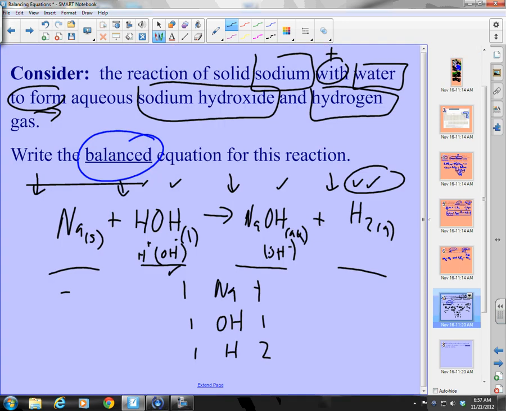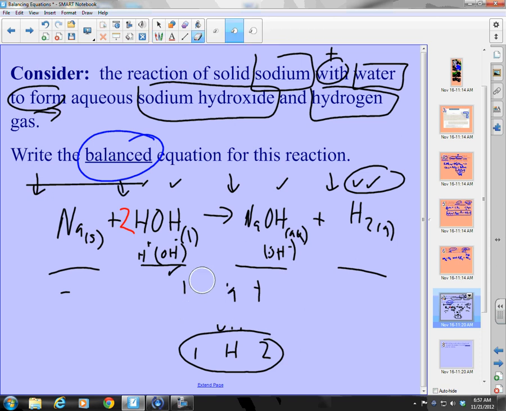Okay, so back here. When I look at this, I say, well, I've got a problem here with my hydrogens. I have 2 hydrogens on the right and only 1 on the left. So what am I going to do? I need to get another hydrogen. How am I going to do this? Well, don't change the formula. So we have to put a new coefficient. So I'm going to put a coefficient of 2 in there. Well, that means everything's going to have to change here, right?